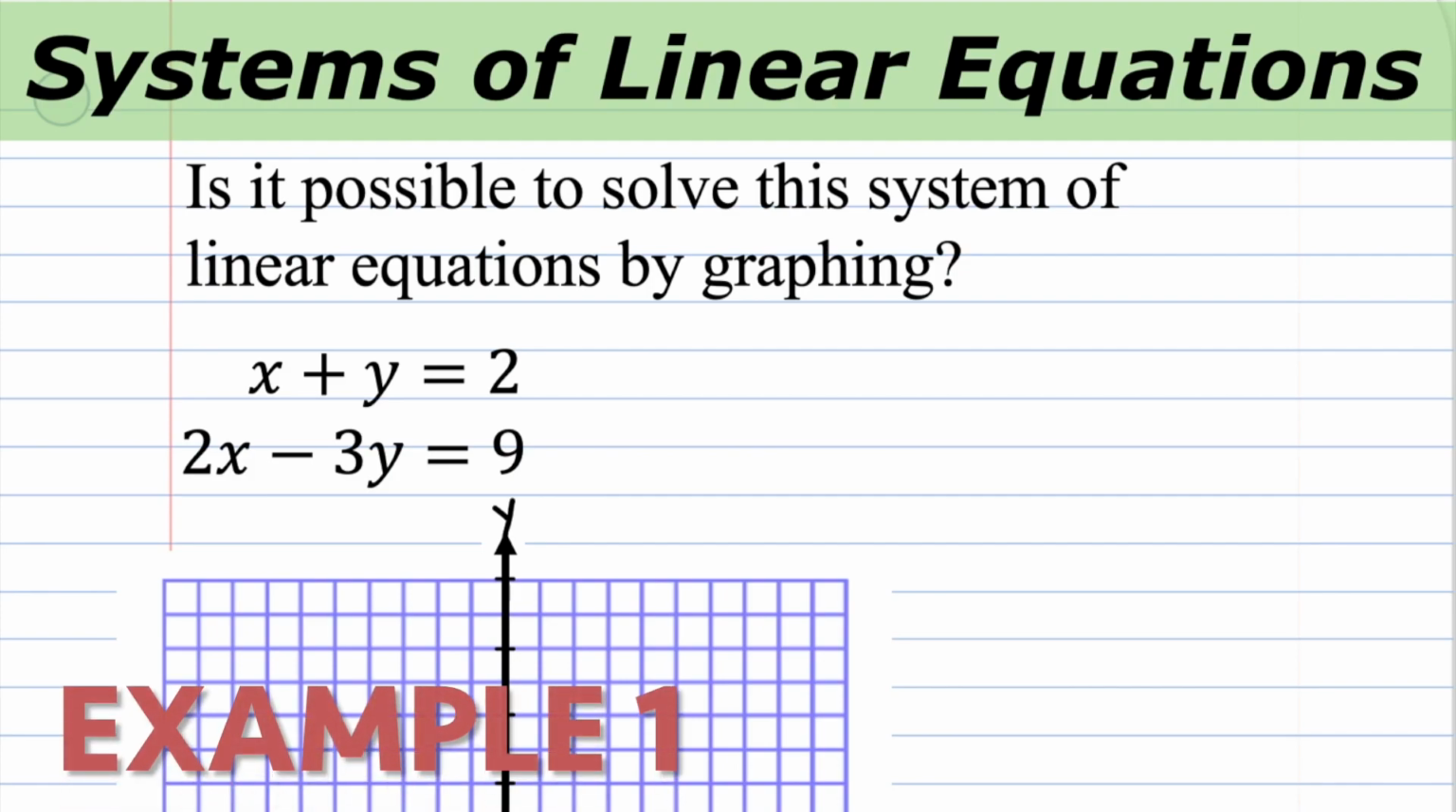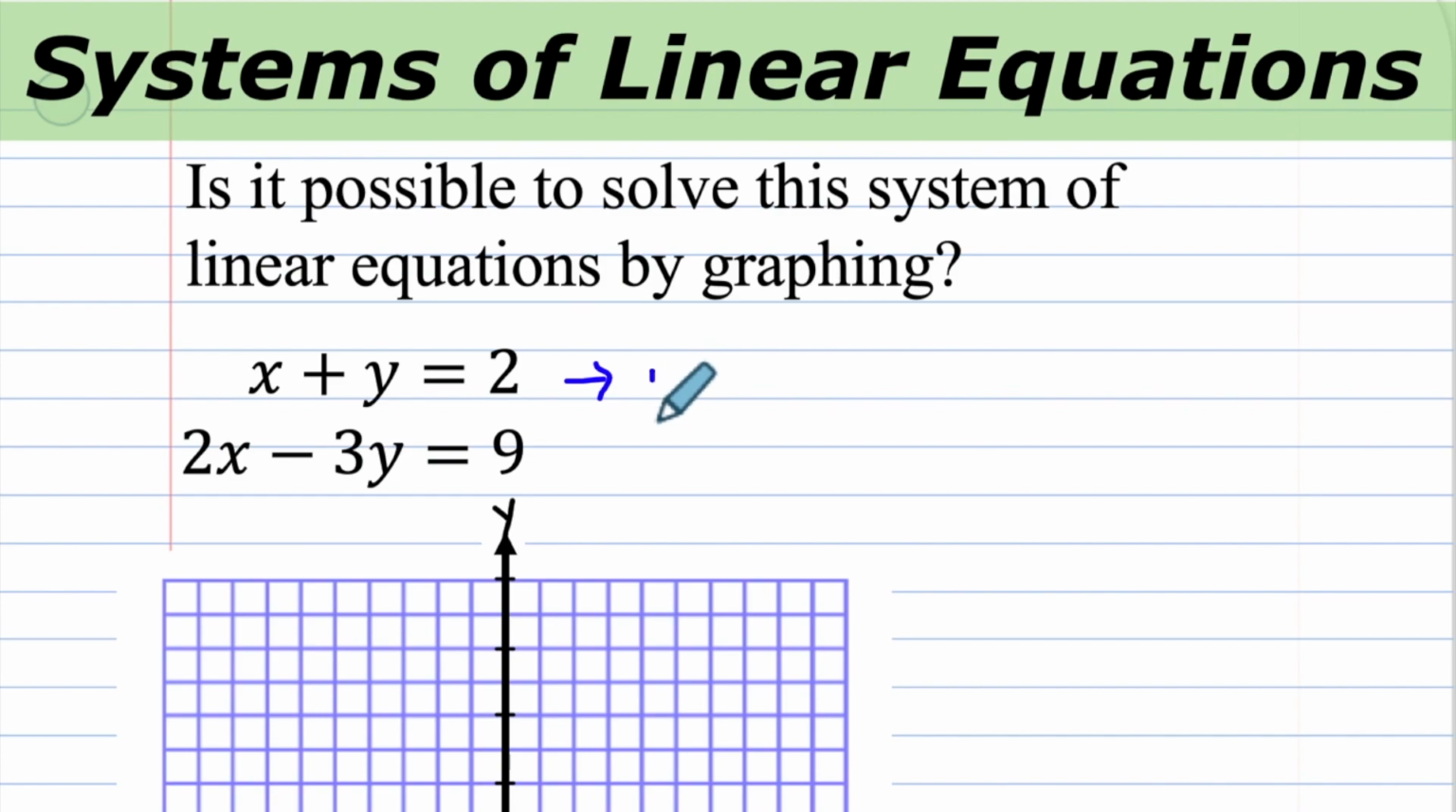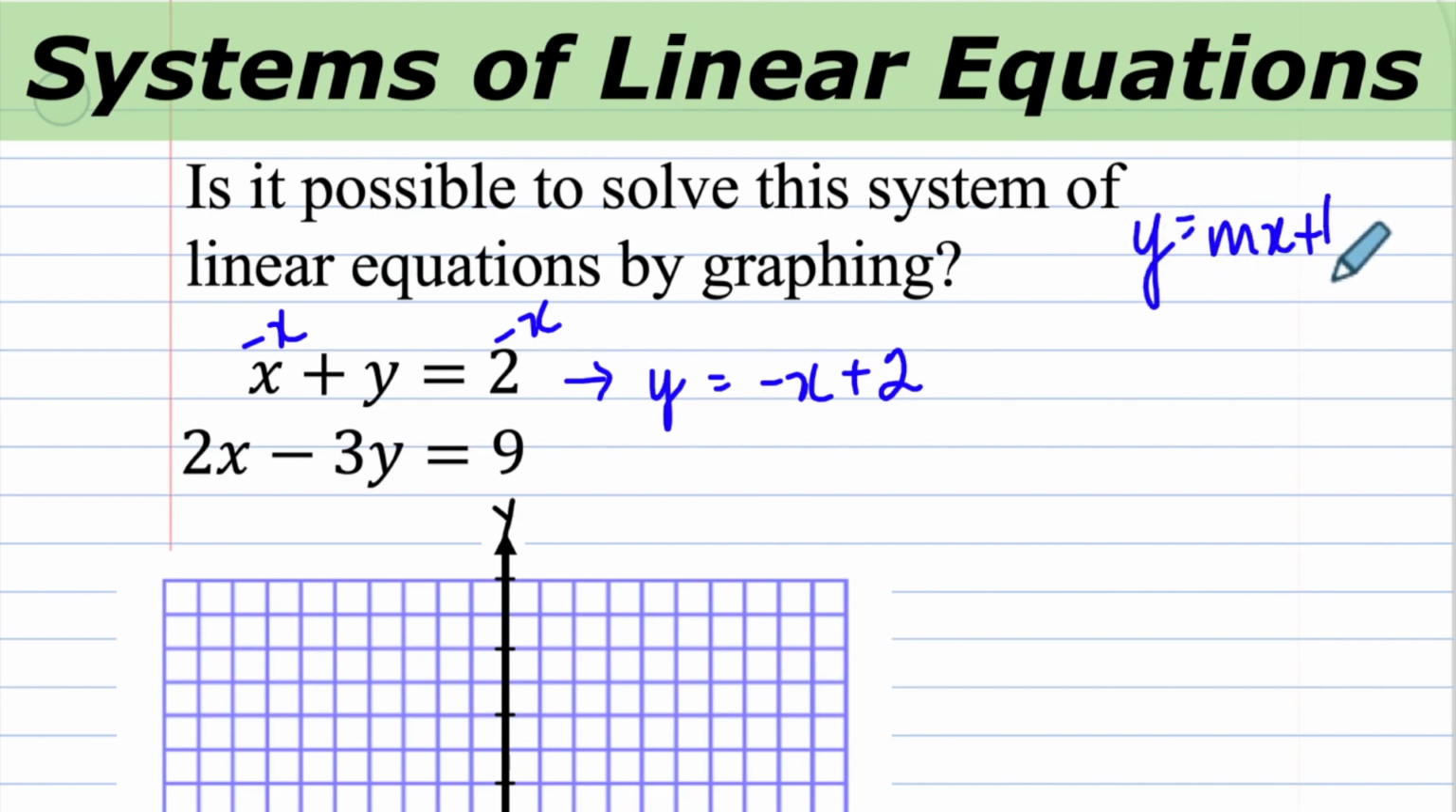Is it possible to solve this system of linear equations by graphing? Let's solve for y by subtracting x from both sides, so we can get the y equals mx plus b form of the equation. Here we have the slope is -1 and the y-intercept is 2. That means we have the point (0, 2) to graph.